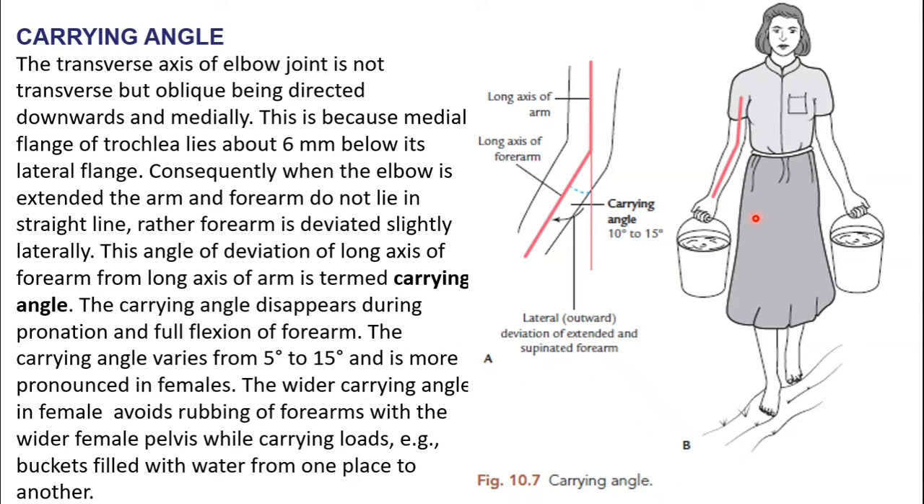The wider carrying angle in female avoids rubbing of the forearm with the wider pelvis while carrying load, for example a bucket filled with water from one place to another.